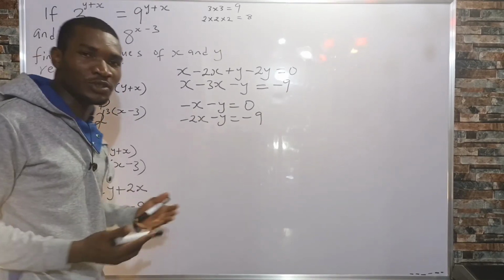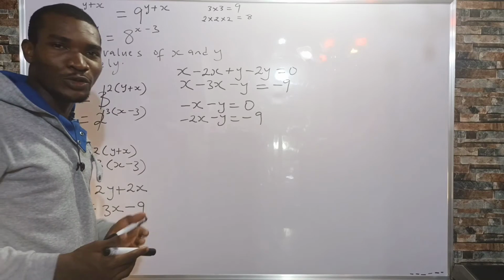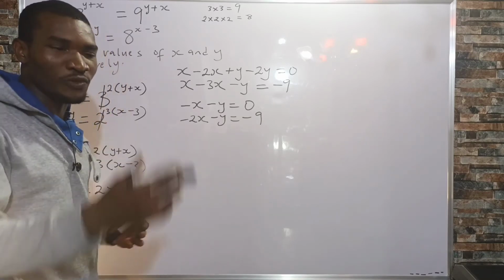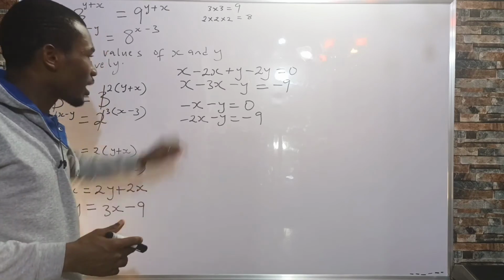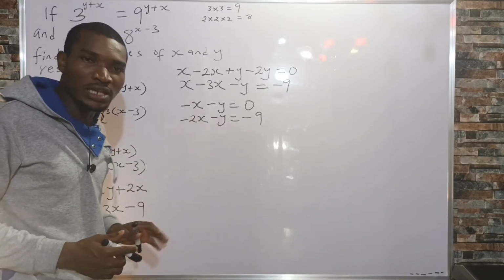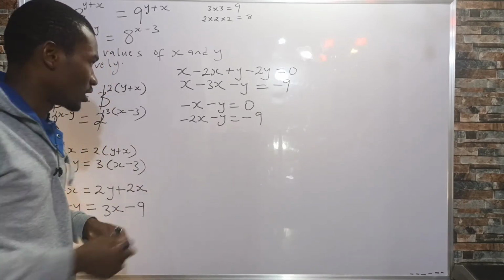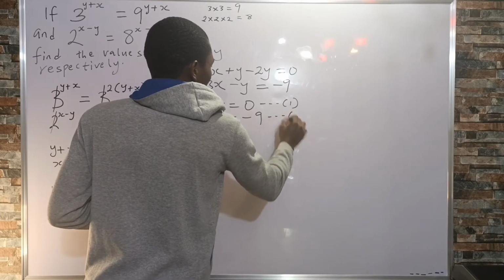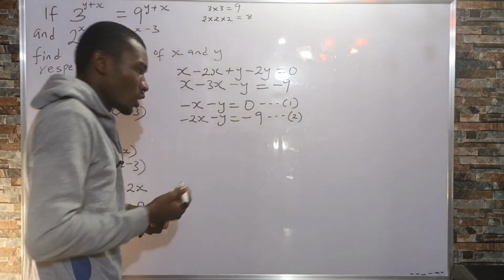We could use the substitution method, and we could also use the elimination method. But students are well conversant with the elimination method. Hence, I will use the substitution method to solve these two pairs of linear equations simultaneously. I will call this equation 1. Let me also label this one equation 2.